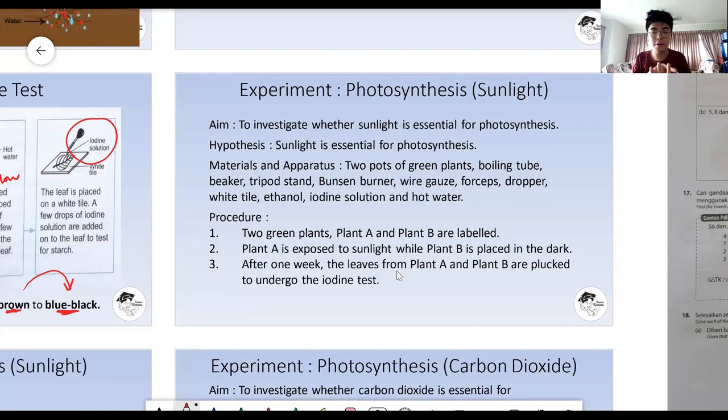Okay, four experiments for us to do, to identify what kind of reaction the plant will give if we don't do certain things.